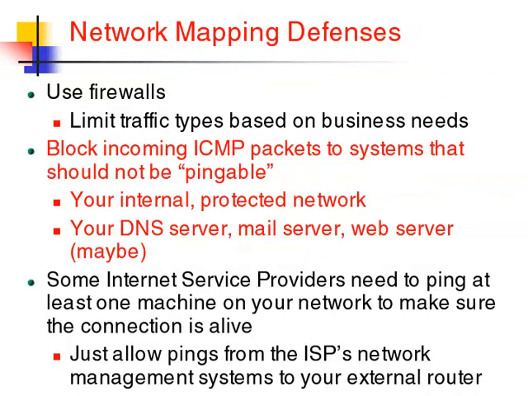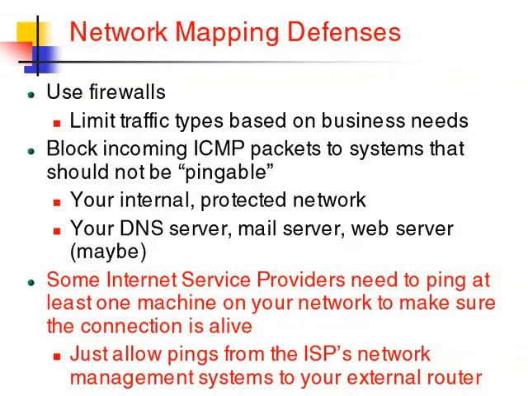For example, you might want to block incoming ICMP packets to systems that shouldn't be pingable. Certainly you don't want somebody mapping your entire internal network, so use an external firewall to block incoming ICMP packets coming into your internal protected network. You may also want to configure the firewall to block pings coming in for your DNS server, your mail server, and maybe even your web server. Now, if you block things coming into your web server, users will not be able to ping it. However, in most cases, users don't really have a defined need for pinging a web server.